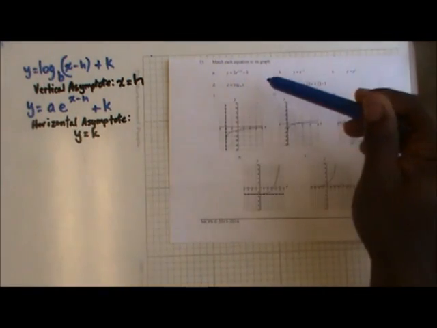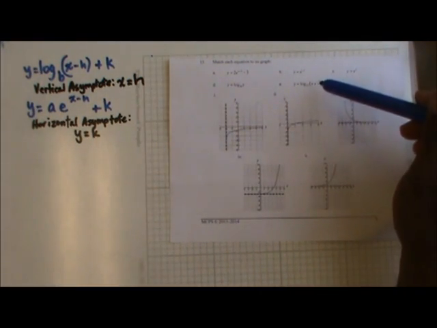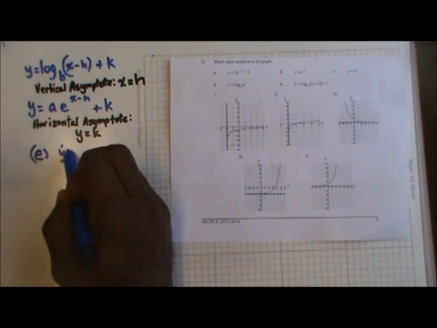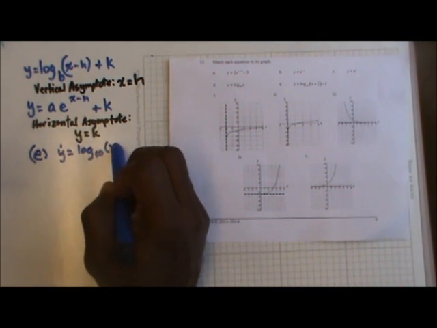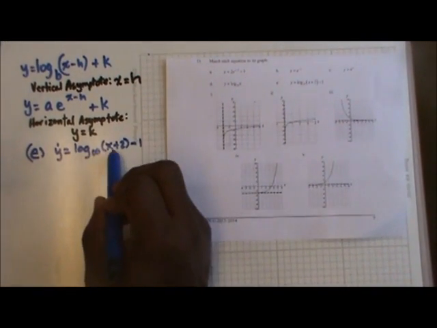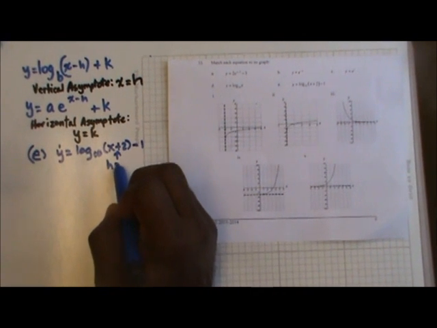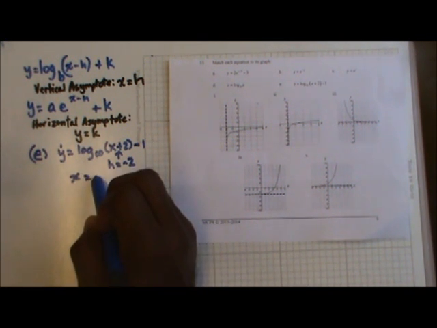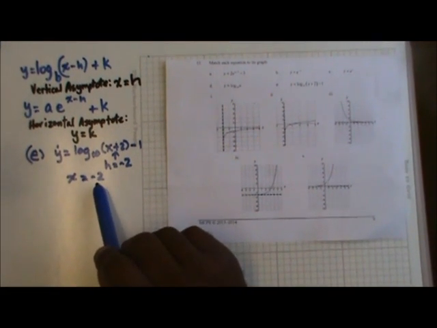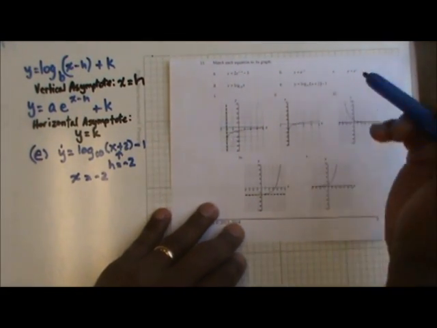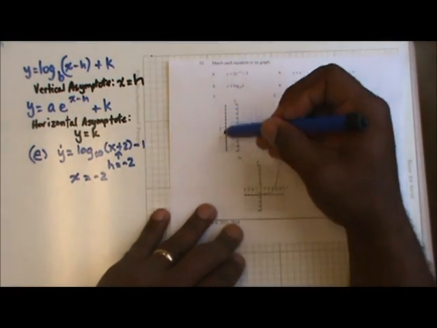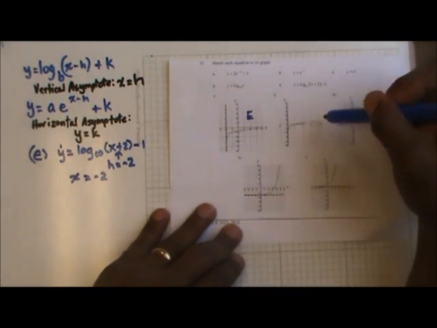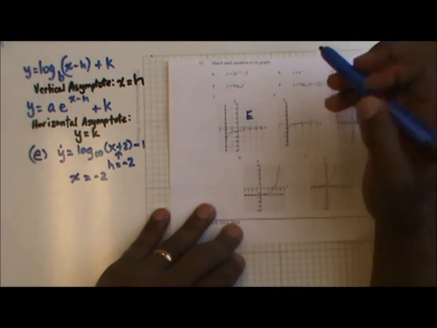So I'm going to do this kind of backwards, where we're dealing with D and E first. If we look at function E, we have y is equal to log base 10 of x plus 2 minus 1. We see that our h value is negative 2. That's enough to tell us that our vertical asymptote is equal to negative 2. That's enough to get us to our answer for that problem. As we look at our asymptotes, this one is E. Then that leaves you with one more log function. This log function right here has to be D.